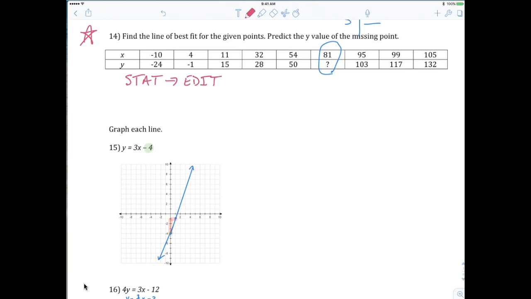So Stat, Edit. Now under L1, you type in all of the X values. Under L2, you type in all of the what? All of the Y values.